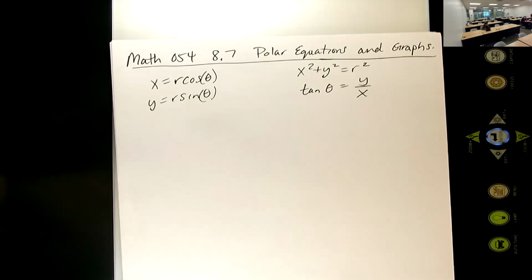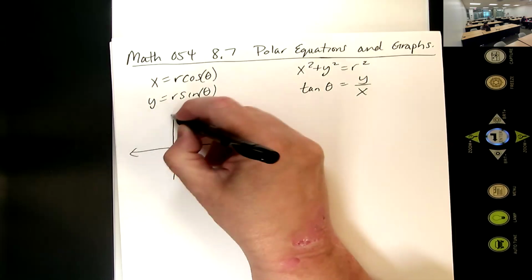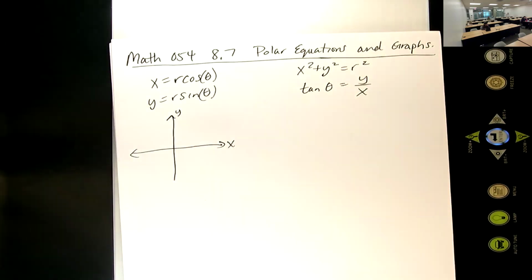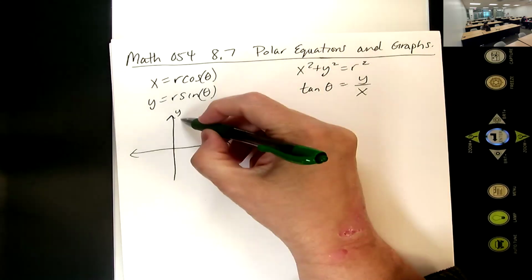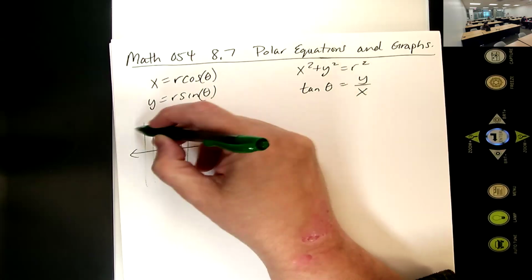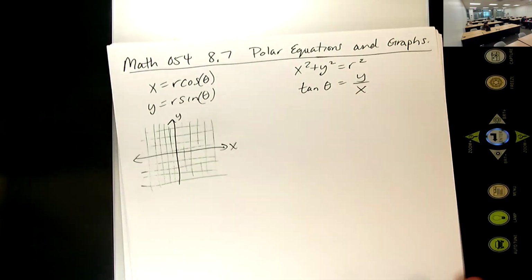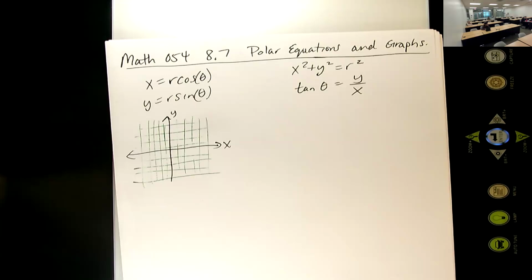So we've been working on switching between the XY system and over to r, theta, but there's another use for this. Instead of graphing on something like this, y and x, where we have a bunch of grid lines, and trying to do something like x squared plus y squared equals 4.